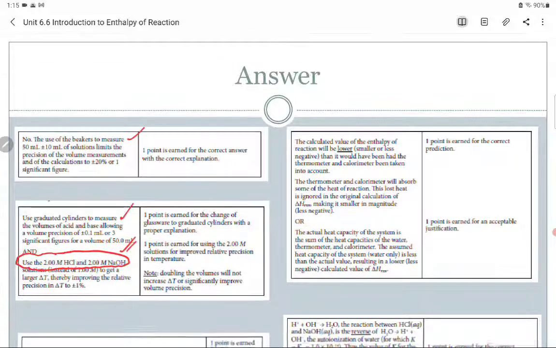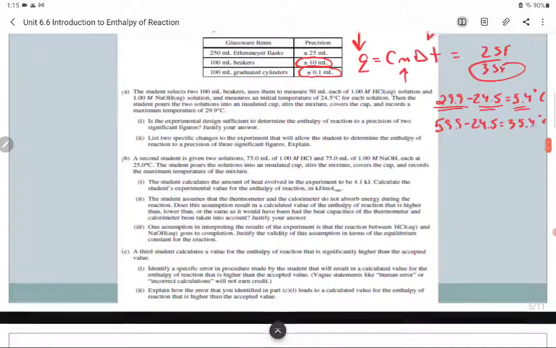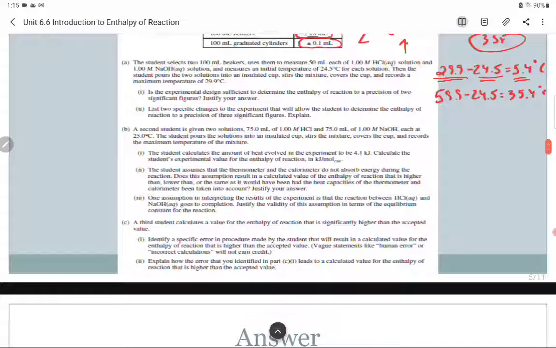Okay, so let's double back here and see what we got for part B. So in part B, second student's given 2 solutions. Student pours the solutions into the insulated cup. Okay, it's very similar to last time. Student calculates the amount of heat evolved in the experiment to be 4.1 kilojoules. So their Q equals Cm delta T. Answer was 4.1 kilojoules. Calculate the student's experimental value for the enthalpy of reaction in kilojoules per mole of reaction.